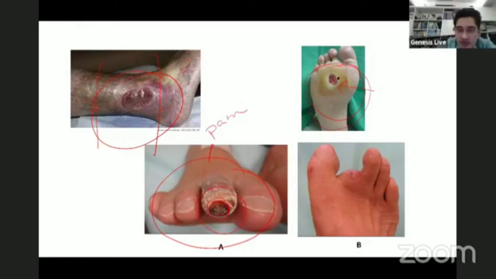There is no pain over here. This is a neuropathic ulcer, no pain. Usually there is not much pain over here as well. But vascular ulcer, pain. Important feature, there will be pain. It's a painful ulcer.